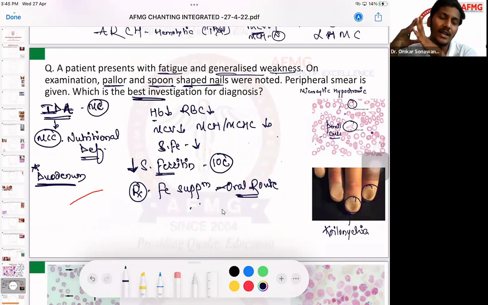Then an important one liner again: which vitamin will increase the absorption of iron? Iron absorption requires an acidic medium. So which vitamin will increase the absorption of iron?